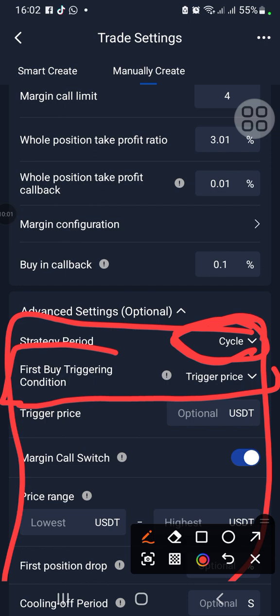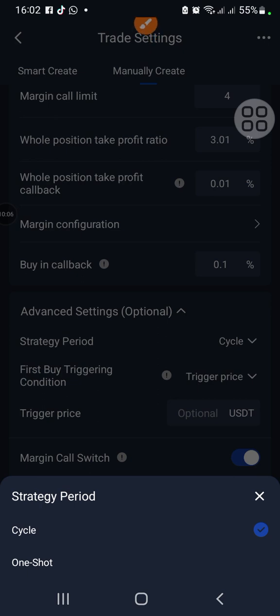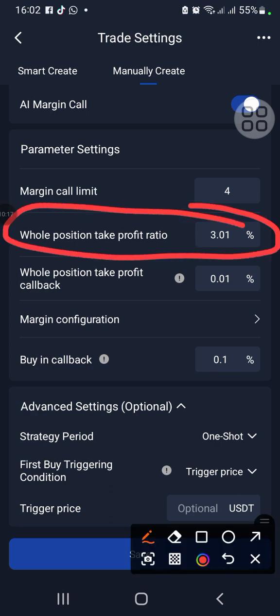Here we go to cycle. When we tap on cycle, it is going to bring us options: a cycle or one shot. We want to trade in one shot. We want the robot to buy this coin, give us a 3% profit, and then exit the market. It should not buy the coin again until further notice, or until you come back and set it again. So that is what it simply means.